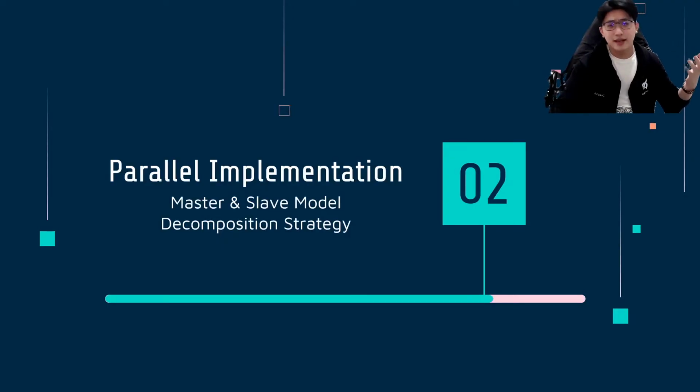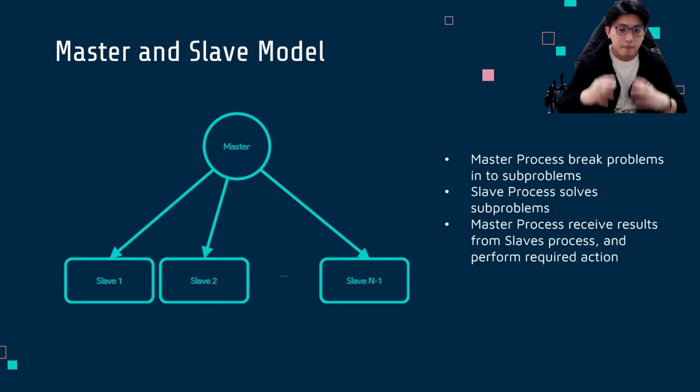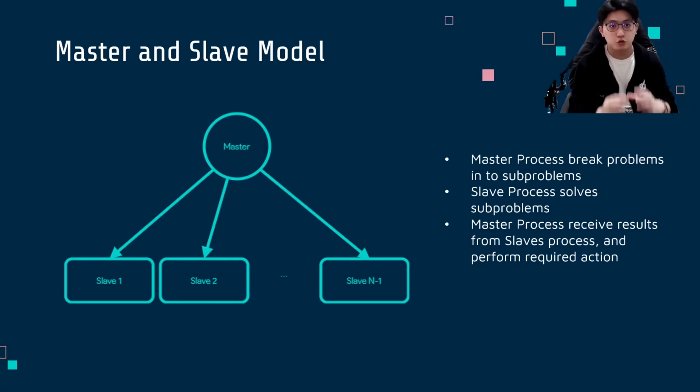Next, let us move on to the next topic, which is parallel implementation. We'll talk about the master and slave model, decomposition strategy, OpenMP and MPI implementation methods, and MPI communication methods. Without further ado, what is the master and slave model? The master and slave model is a parallel model where we have a master process to break problems into smaller sub-problems, and slave processes will solve these sub-problems and eventually return the results back to the master, so that the master can combine the results into something useful, like printing the rectangles, combining the rectangles, and so on.